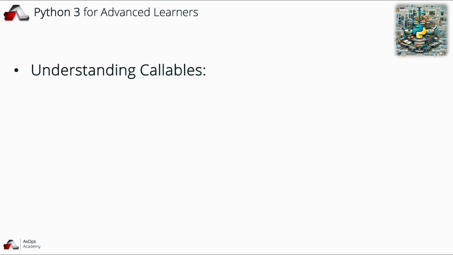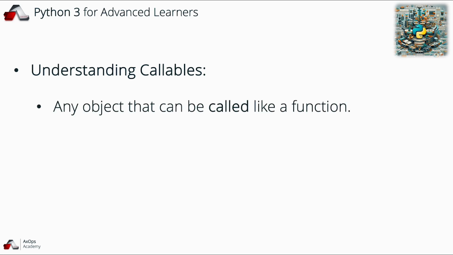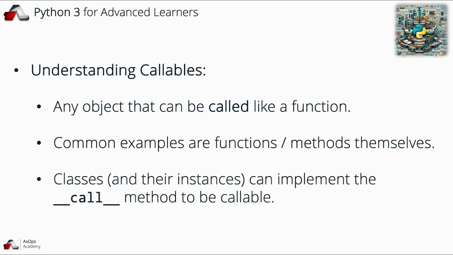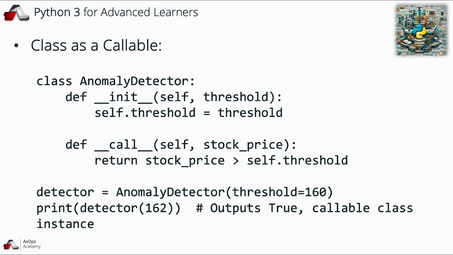Moving on to callables, in Python, a callable is any object that can be called like a function. This means that you can use parentheses and pass parameters to it if required. The most common examples of callables are actual functions and methods themselves. However, classes and instances of classes can also be callables if they implement the call method. As a class can be made callable by implementing the call method, this can be particularly useful in scenarios where you might want to create a class that can be called to evaluate anomalies in stock price anomaly detection, for instance.